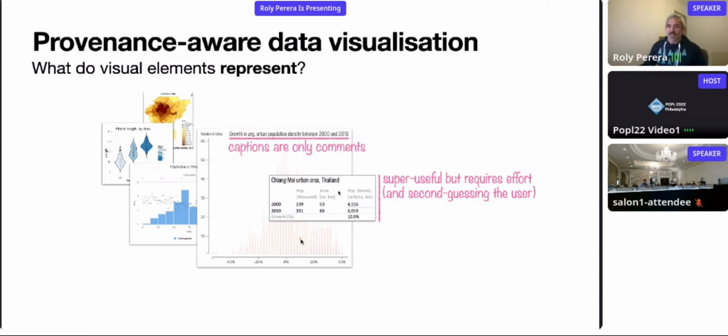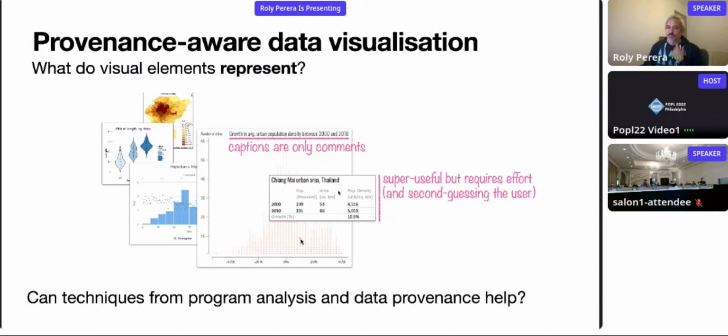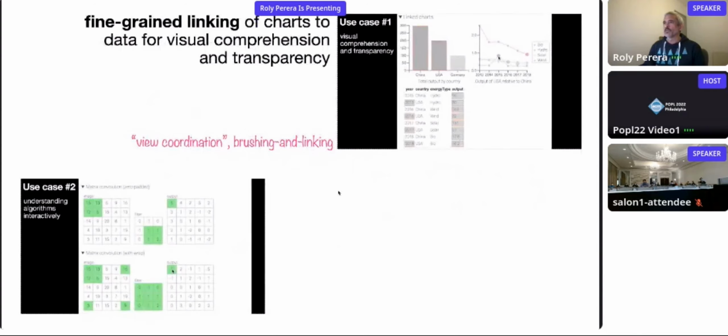It also involves anticipating all the things that the user might be interested in. So our research question is whether we can use techniques from program analysis and data provenance to do this kind of thing in a more automated and universal way. So there are two use cases that we're interested in. The first is something called brushing and linking.